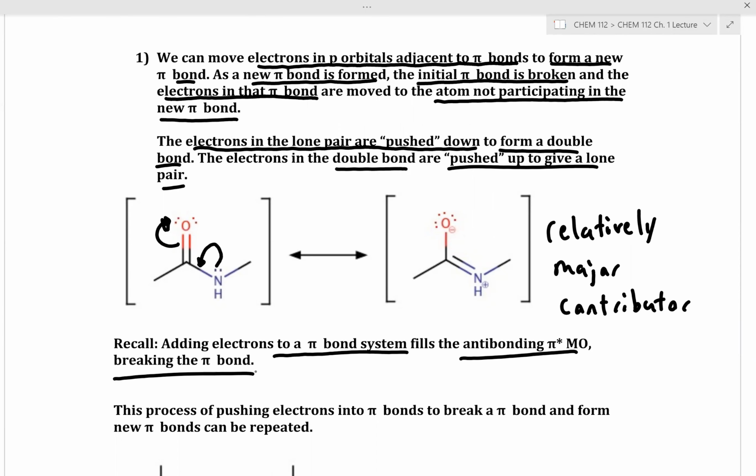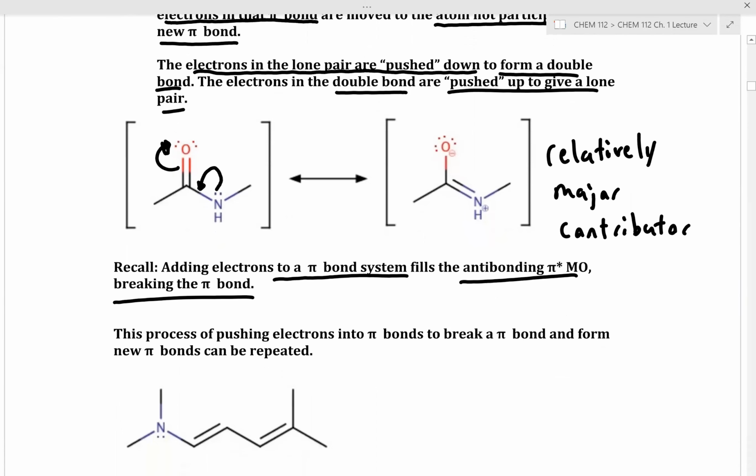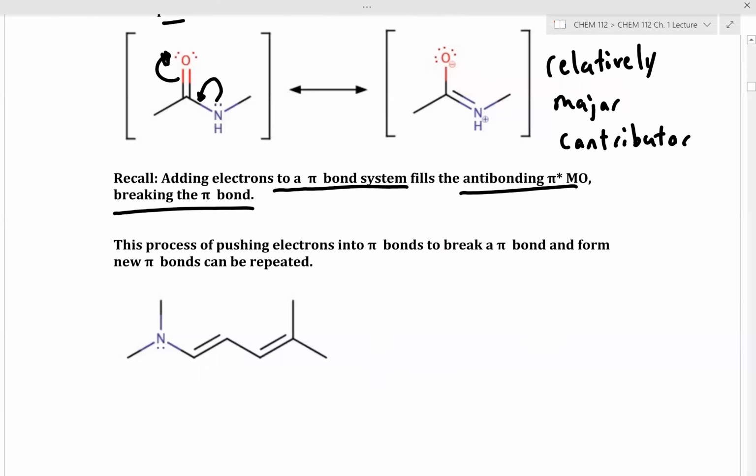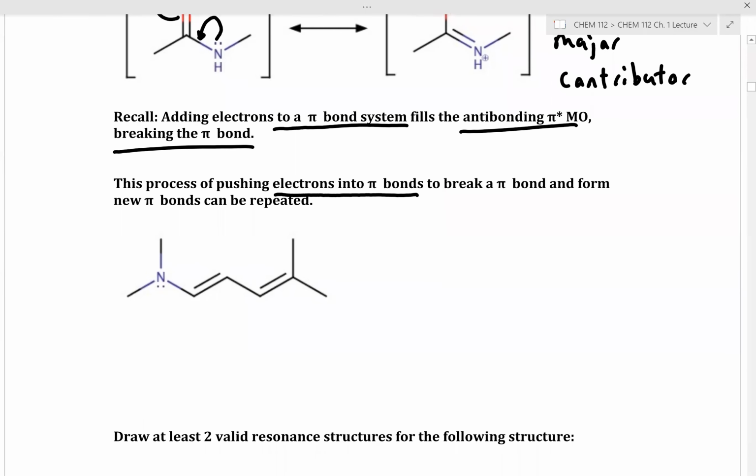Now, let's showcase a more complicated example. We can take this process of pushing electrons into pi bonds, and we can repeat this and distribute our electron density over multiple different atoms. So let's look at this heavily conjugated amine, and let's showcase how we can draw multiple different resonance structures. We'll do this one together.